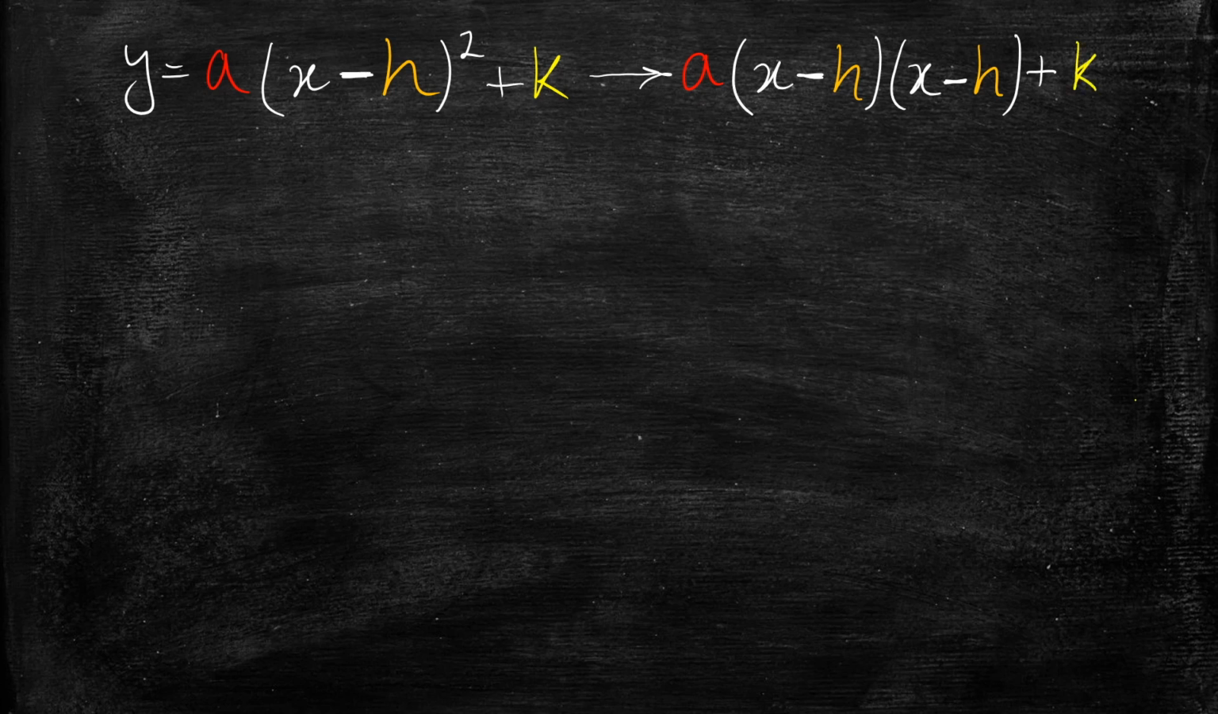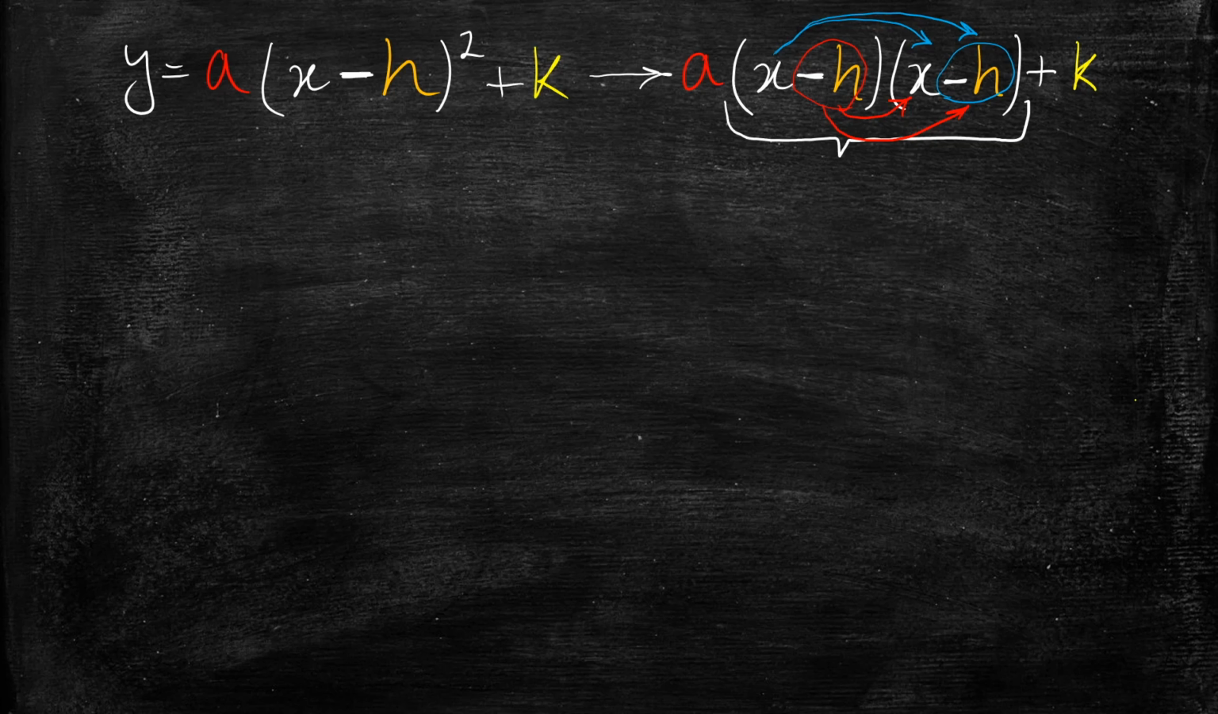Nice. Let's just deal with this for now, and then we substitute it in there. x minus h times x minus h. What does that mean? How do we have to solve it? That means one time x gets multiplied by x, and one time x gets multiplied by a negative h, right? Negative h. And then another time negative h gets multiplied by x, and also another time negative h gets multiplied by negative h. So let's do that step by step.